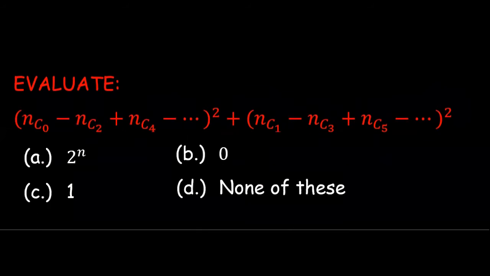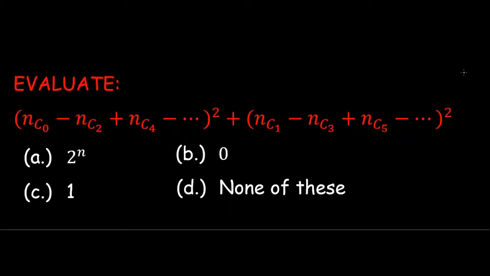Today we are going to discuss a problem which is as follows. Evaluate (nC0 − nC2 + nC4 − ...) whole squared plus (nC1 − nC3 + nC5 − ...) whole squared. Now the last term of both the expressions will be determined by whether n is even or whether n is odd. It is left to the user to look at the pattern and solve this problem.